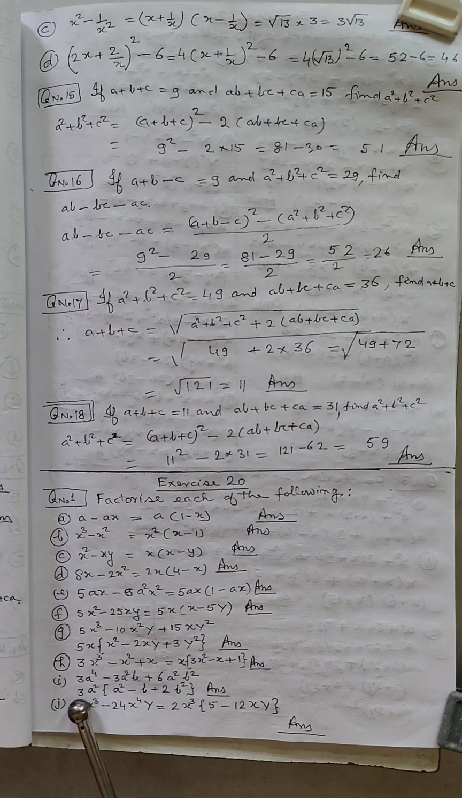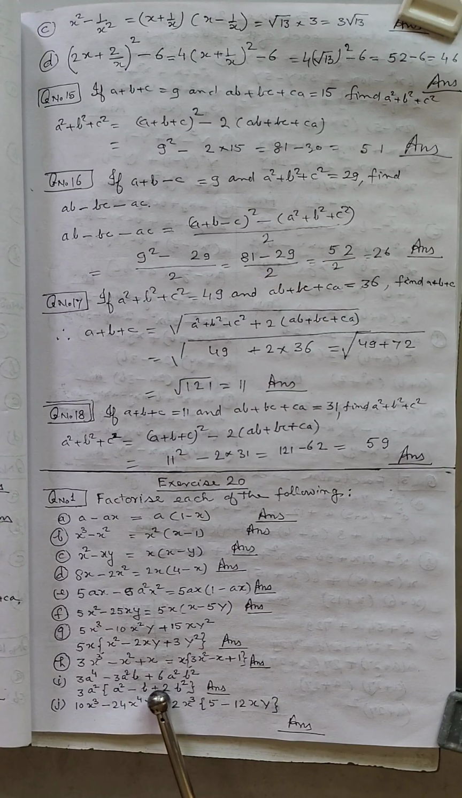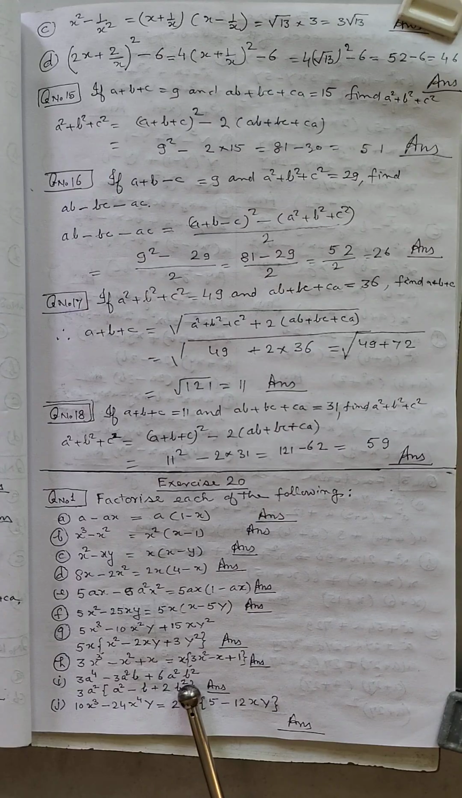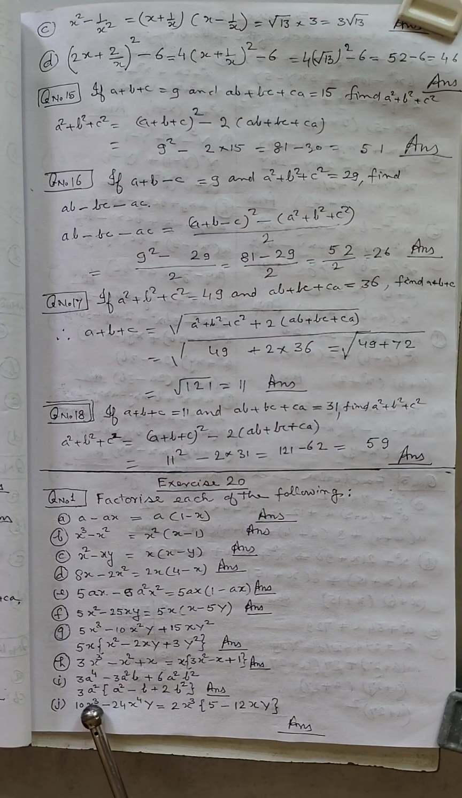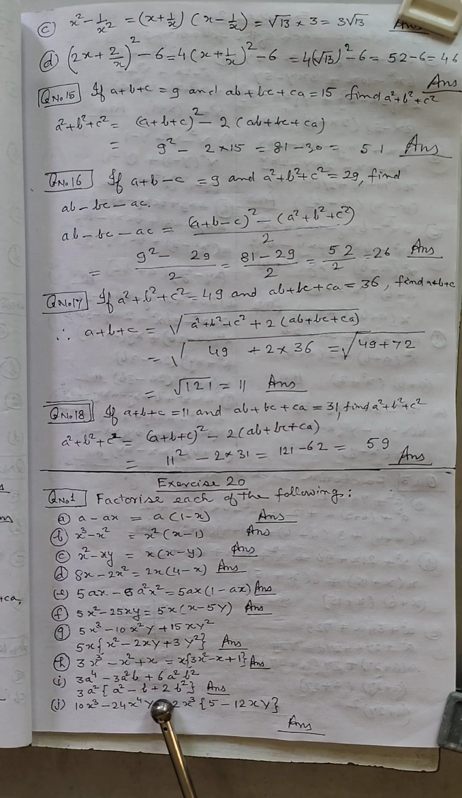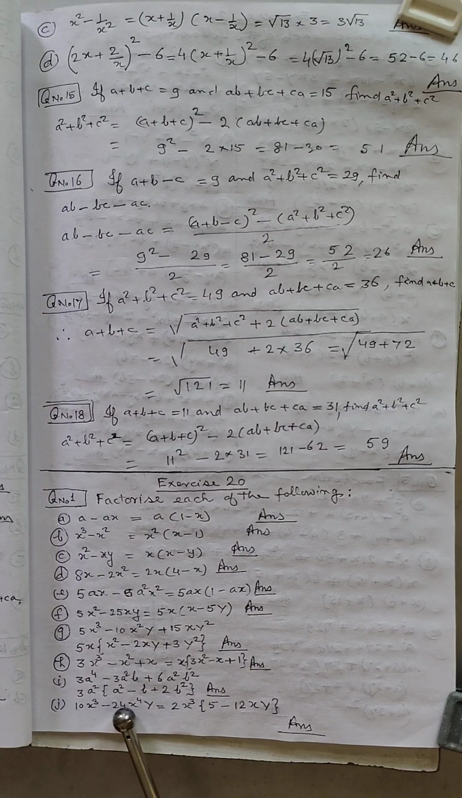Now come to the i part, that is 3a raised to power 4 minus 3a square b plus 6a square b square. After taking 3a square from all these three terms, we are getting inside the bracket, that is a square minus b plus 2b square. So these are the two factors of this expression.